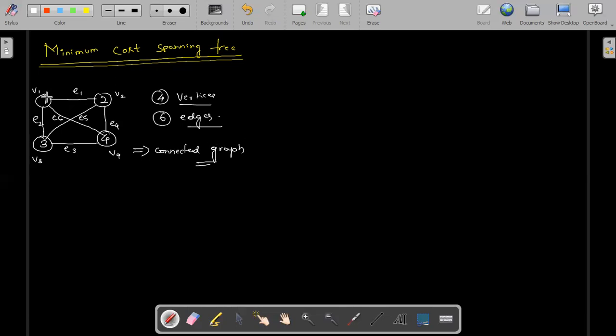The reason is here, from node 1, nothing but vertex 1, I can move from 1 to 2, from 2 to 3, again 2 to 4, 1 to 4, 1 to 3. So what kind of graph is it? Is it directed or undirected? This is basically an undirected graph. One more important thing, it is an undirected graph.